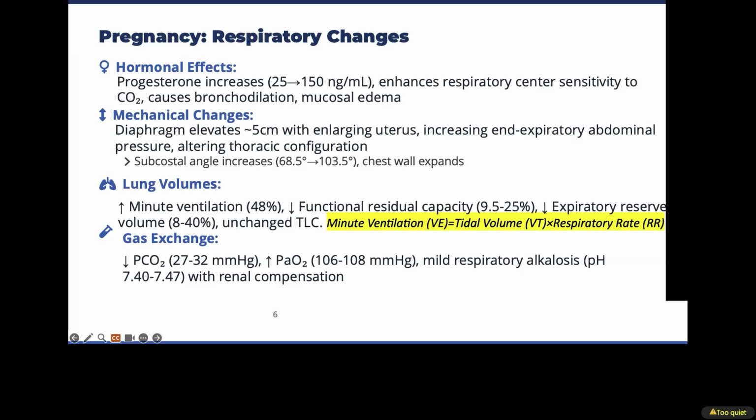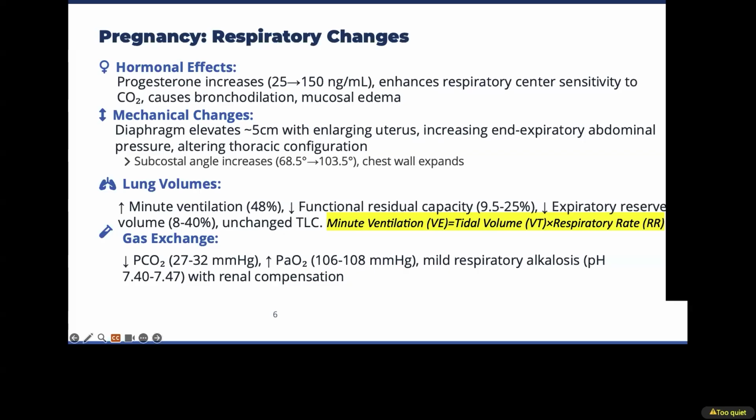Now, something else happens in terms of gas exchange. The increased ventilation lowers the maternal PaCO2, that's partial pressure CO2, to about 27 to 32 and slightly raises the PaO2 to 106 to 108. The result is mild, compensated respiratory alkalosis because the pH is going to be around 7.44. Remember, the blood gas is compensated if your pH is 7.35 to 7.45, right? That's how you can tell compensated from uncompensated.